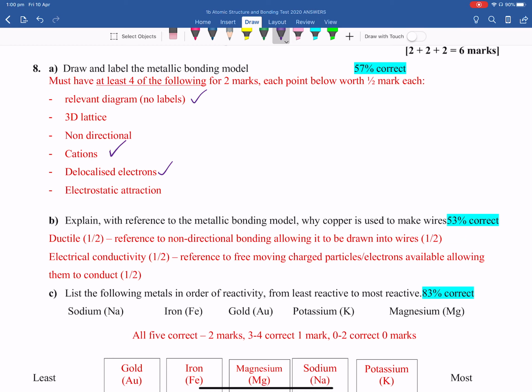But then the last mark, you needed to refer to one of these. It's quite hard to draw them, but you could label next to it that it was non-directional bonding. You could label next to it that it was a 3D lattice. You could label next to it that it had electrostatic attraction between them. Lots and lots of people got 1 to 1.5 marks, but couldn't get that last half a mark. So have a look at this list, add them to your diagrams, and remember that for the next time.